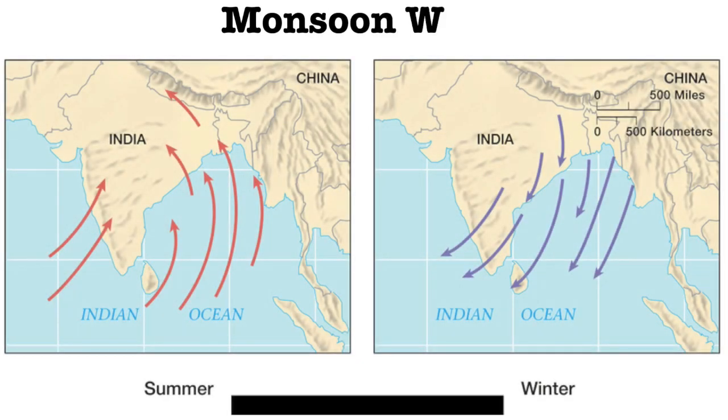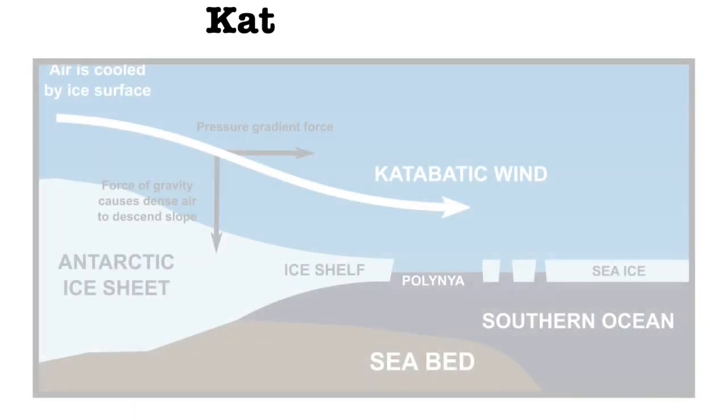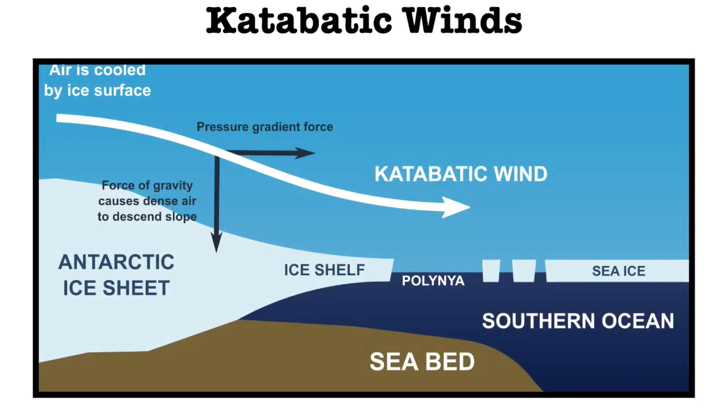First is the monsoon wind. Monsoon winds are seasonal wind patterns that bring heavy rainfalls to certain regions. They occur due to temperature differences between the land and sea. In summer, warm, moist air from the ocean moves inland, bringing wet weather. Next is katabatic wind. Katabatic winds, also known as drainage winds, occur when cold, dense air flows down a slope or hill due to gravity.